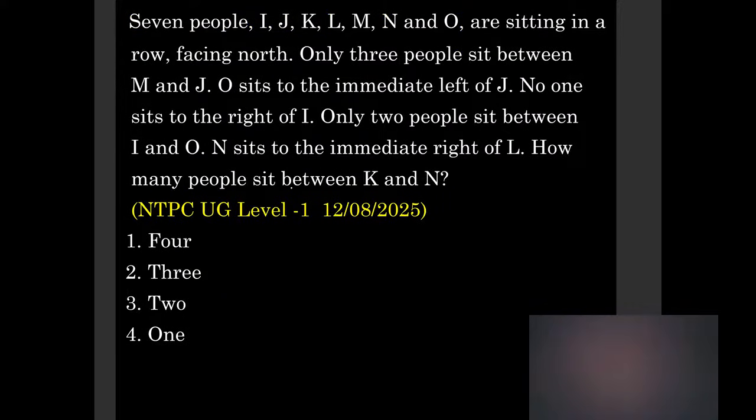Okay, this is the fourth one. It is related to arrangement. They are sitting in a row, so this is a linear arrangement. This came in the NTPC UG level exam, which was conducted on 12th August. Linear arrangement and seating arrangement, these two are important. We get them in software companies also. Total there are 7 people. These 7 people are sitting in a row facing towards north.